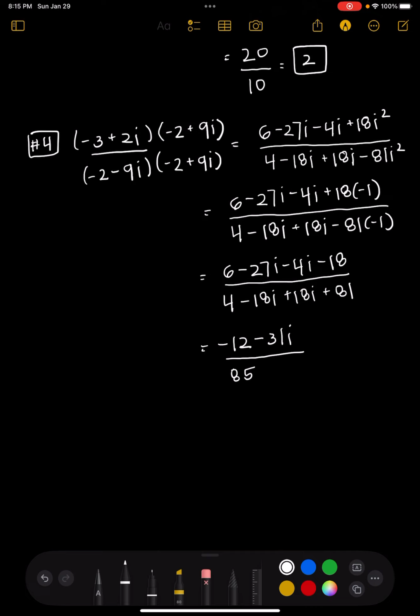Then on the bottom, the imaginary parts are -18i and +18i, which cancel each other out because 18 minus 18 is 0. And that's what should happen on the bottom. Those imaginary numbers should cancel each other out. And in this case, 12, 31, and 85 don't have anything in common, so there's nothing that we can factor out or simplify. So this is my final answer, -12 minus 31i over 85. And I really like that answer because it's in that complex form where the imaginary part's on the back side. And there we have it, how to divide imaginary numbers.